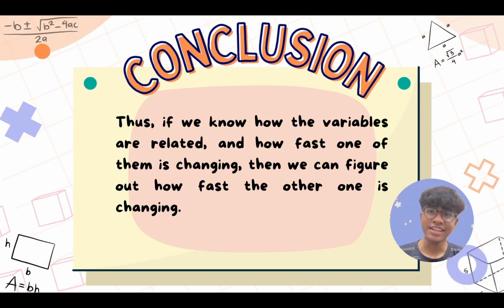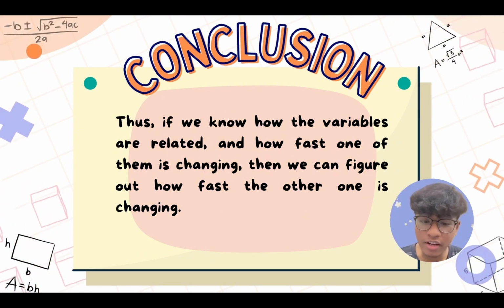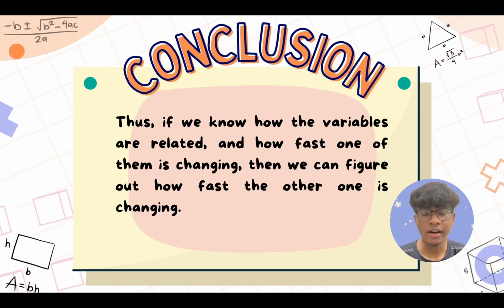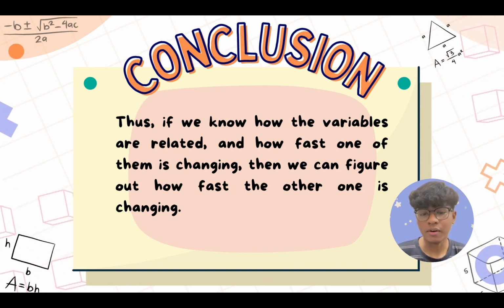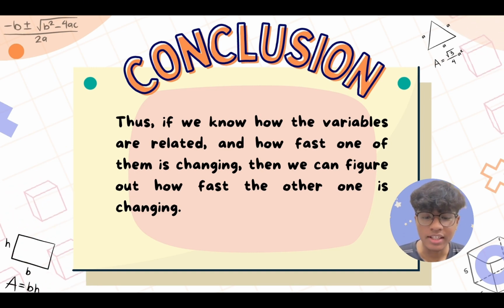Conclusion. Thus, if we know how the variables are related and how fast one of them is changing, then we can figure out how fast the other one is changing.